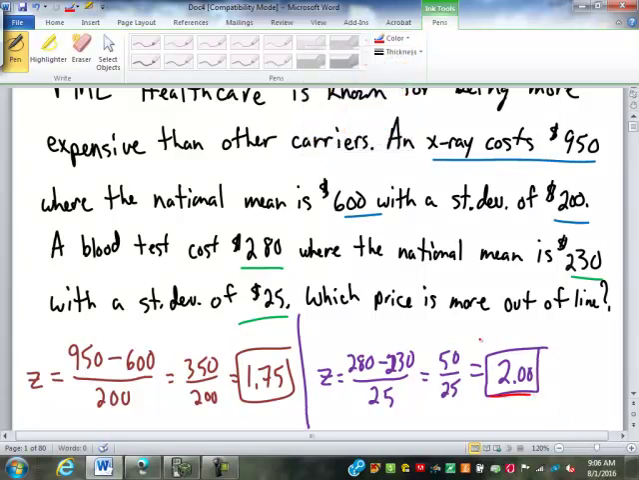Now I realize if you had like 6.00, that was my fault because I had a 1 there instead of a 2 on the 230 for a while. Yeah, that's what I had down. If you had that, you did everything correct. Either way, the blood test is actually more out of line. It's more standard deviations above the mean for the national average.